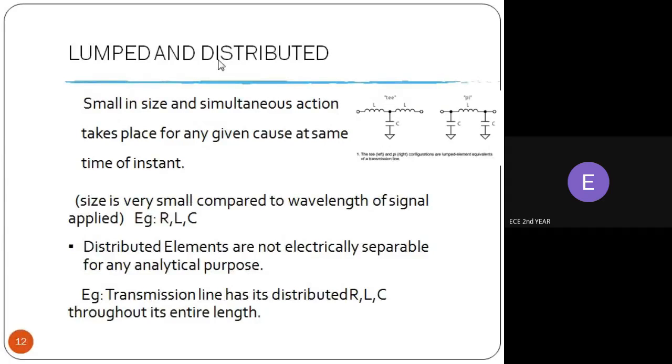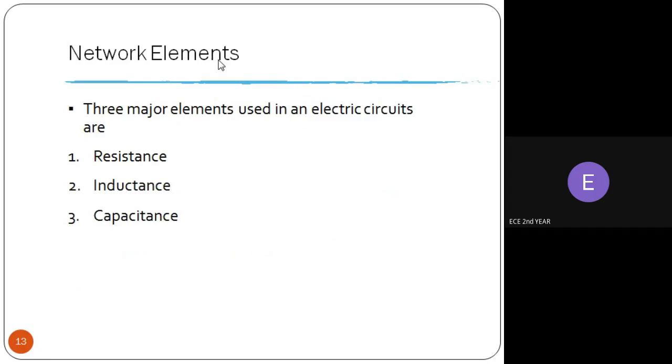Distributed elements are not electrically separable for any analytical purpose. An example is a transmission line, which has its distributed RLC throughout its entire length. These come under the network elements, which are the most important part of our topic.